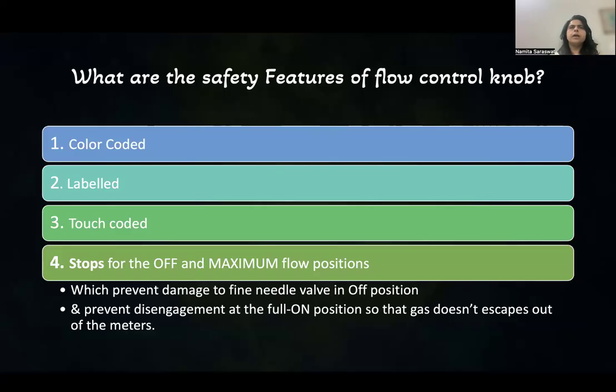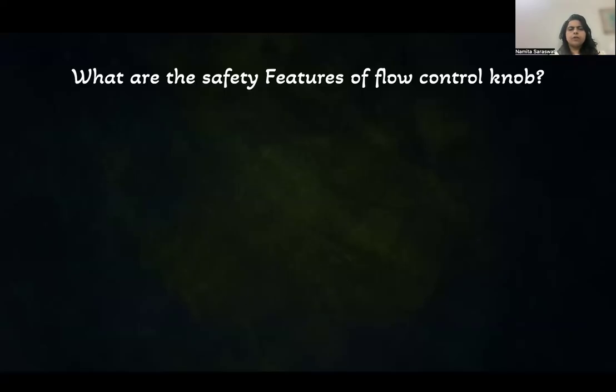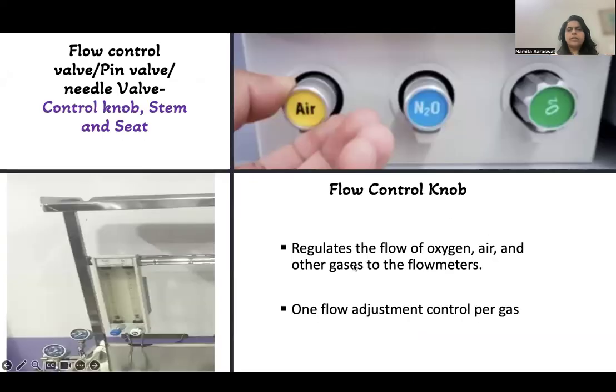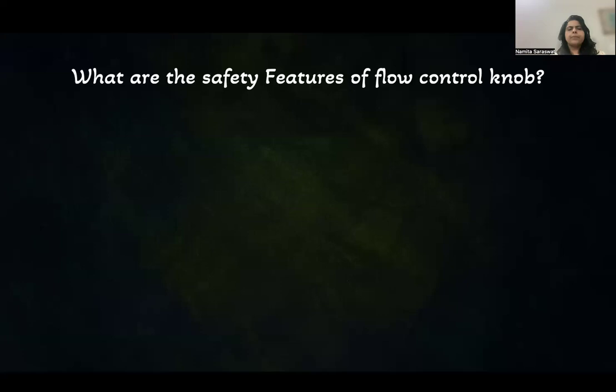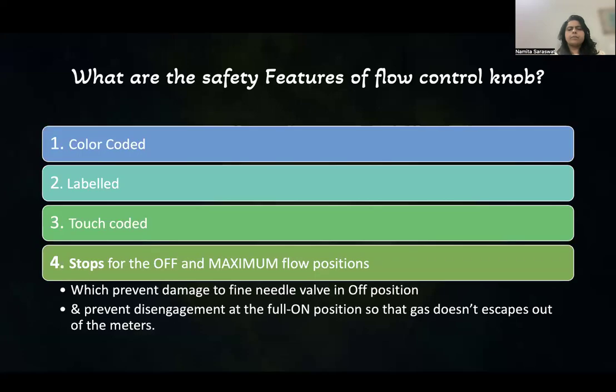Touch coded means that when you touch the flow control valve, you can feel the difference. See here, this is white color, and oxygen is written. They have flutes which are wider. This is blue color, and the flutes are much narrower. And sometimes this is also conical. So they are color coded, the chemical name is written, and they are touch coded, as well as having stops present at the off and maximum positions.